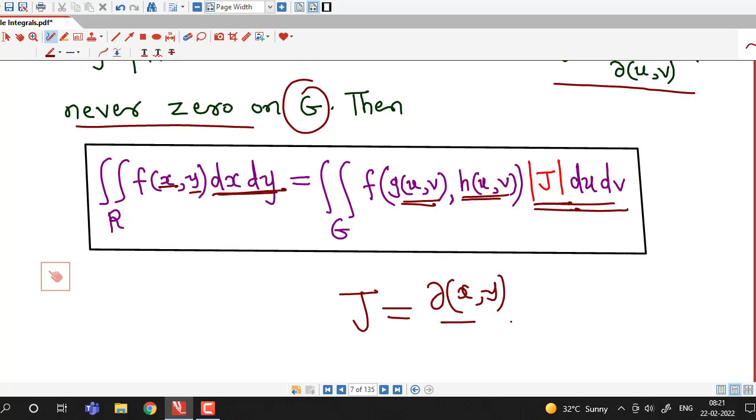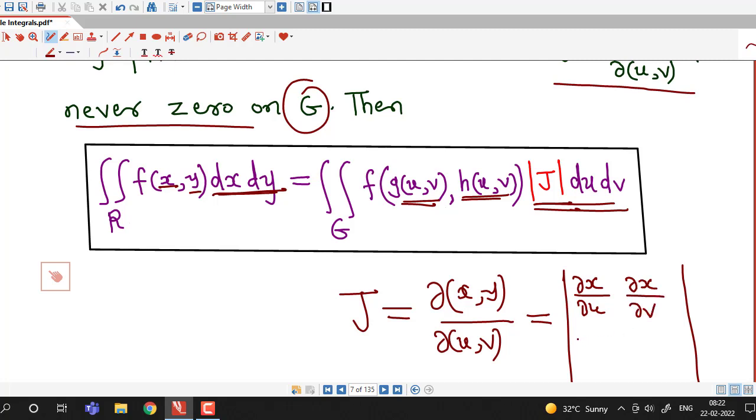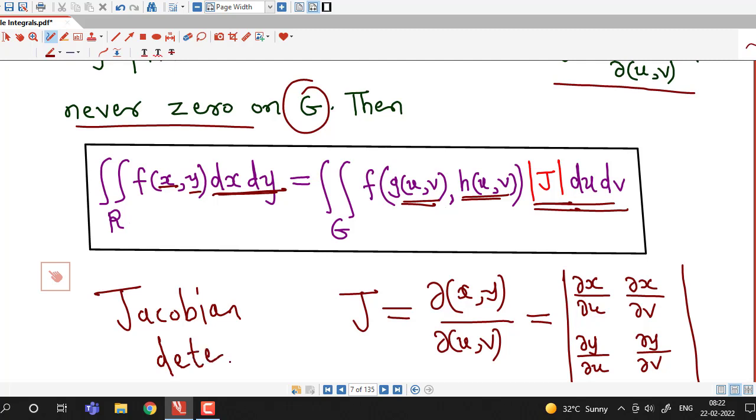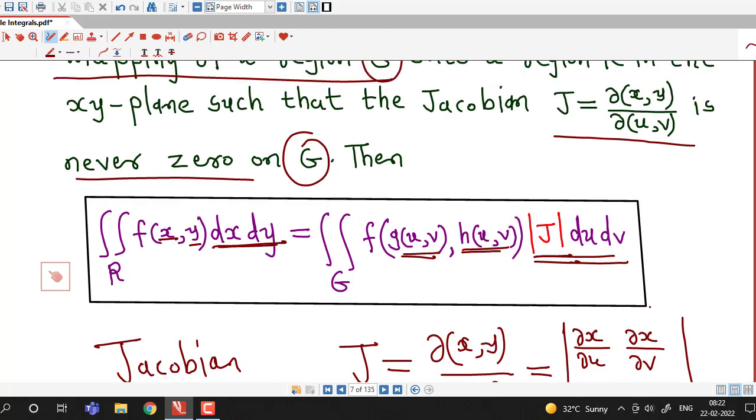where J is the Jacobian of x, y with respect to u, v, and that we will remember it is given by this determinant whose first row is del x by del u, del x by del v, second row is del y by del u, del y by del v. Sometimes this is known as the Jacobian determinant also, or we can simply say that it is the Jacobian which is given by this determinant.